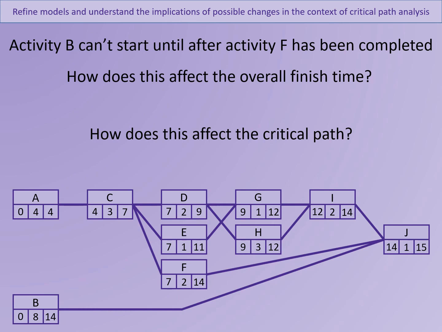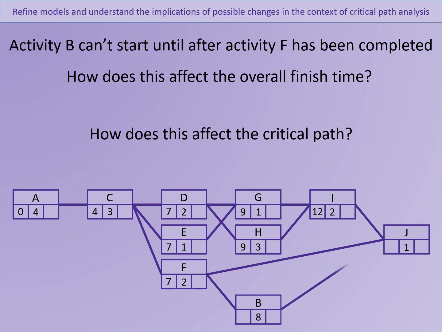So what we could do is redraw part of the network, moving B after activity F, and then rejoining it to activity J. We also need to remove some of the calculated early start times and late finishing times, the ones that are going to be affected by this move. We can keep some of the earlier ones as they are.